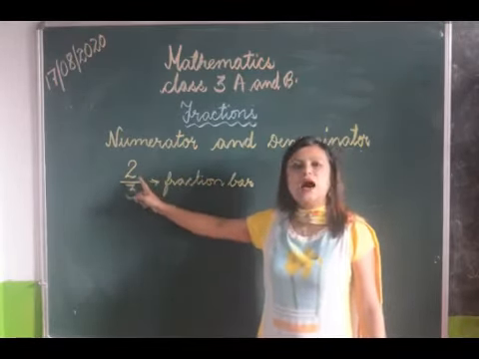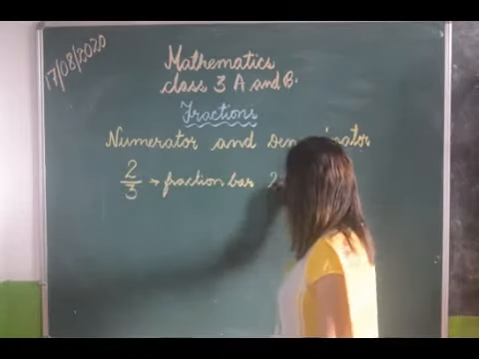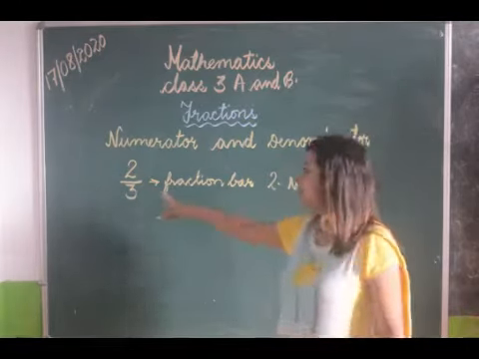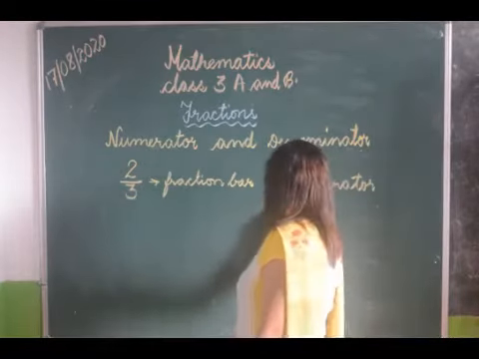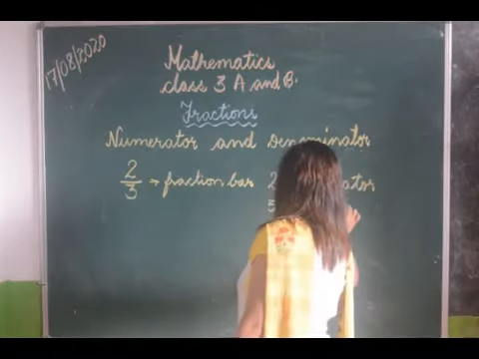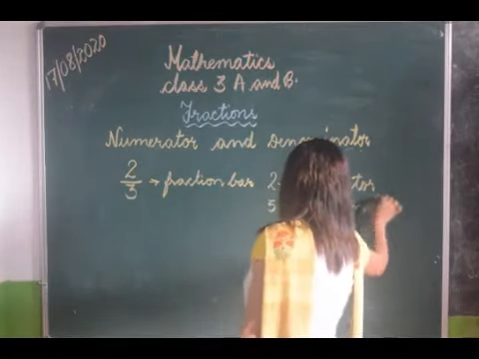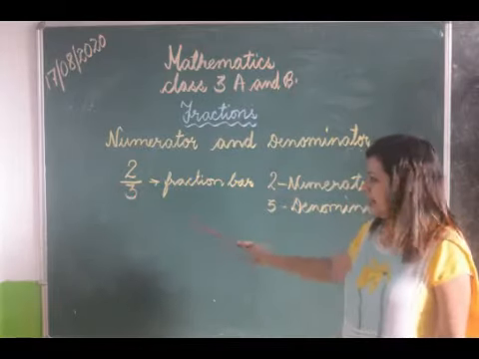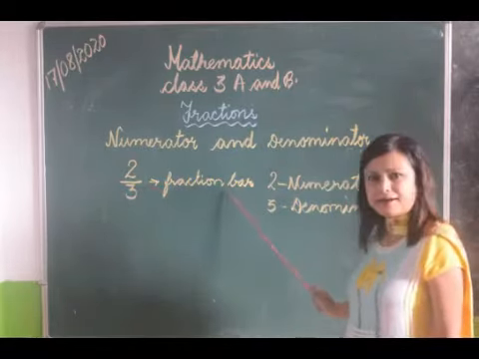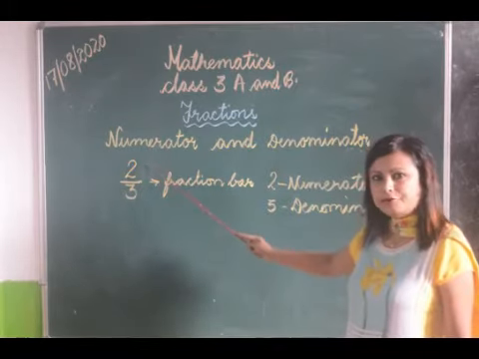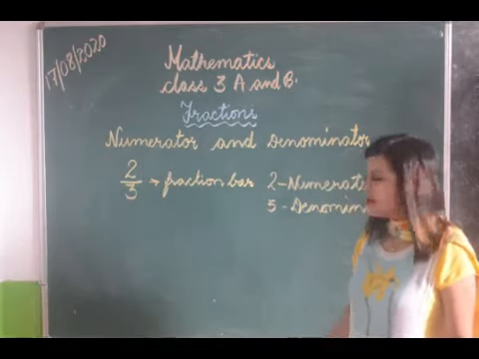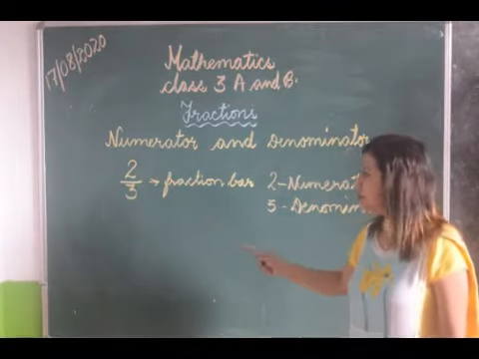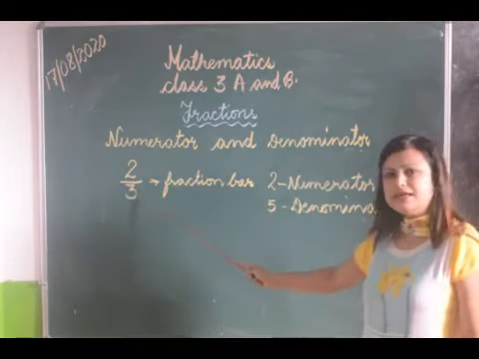The number above the fraction bar is 2, so 2 is numerator, and the number below the fraction bar is 3, so 3 is denominator. Understood? Again I repeat, we take a number in a fraction, and this bar is called fraction bar. The number above it is called numerator, and the number below it is called denominator. So here in this fraction, 2 is the numerator and 3 is denominator.